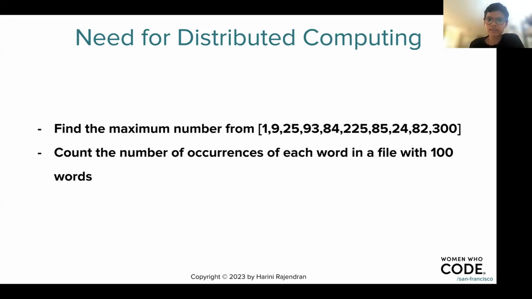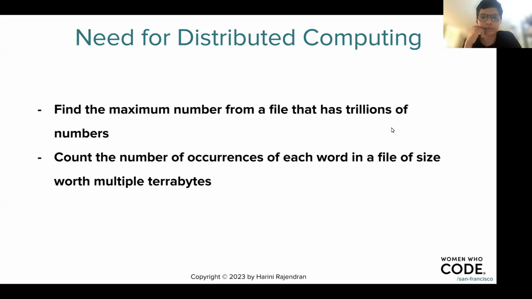But consider the same problems, and just increase the scale. For example, find the maximum number from a file that has trillions of numbers in it. Similarly, count the number of occurrences of each word in a lot of files, worth multiple terabytes of data. The problem is the same, but the scale of data supplied to it is huge, and no one system can handle such a scale of data. So that's where distributed computing comes into the picture.